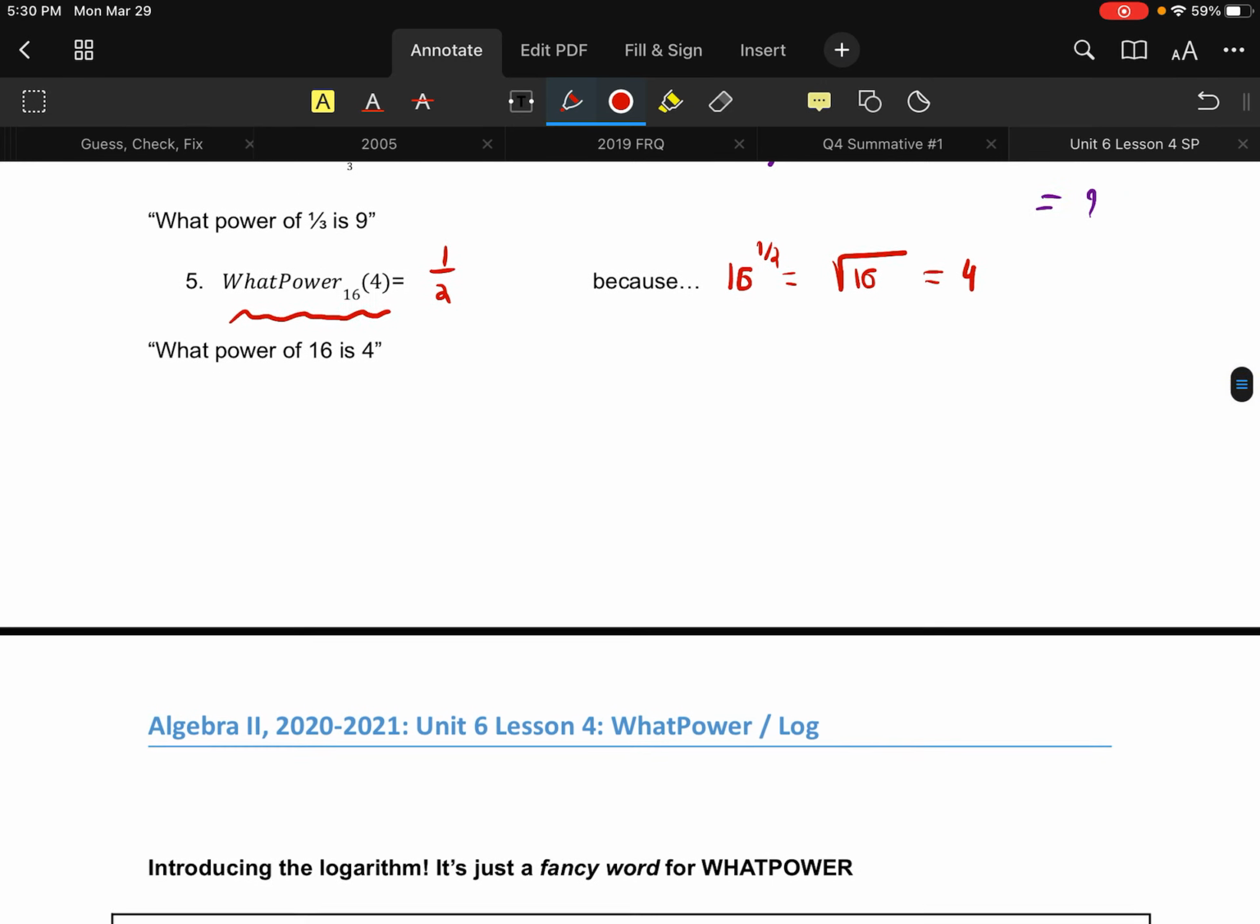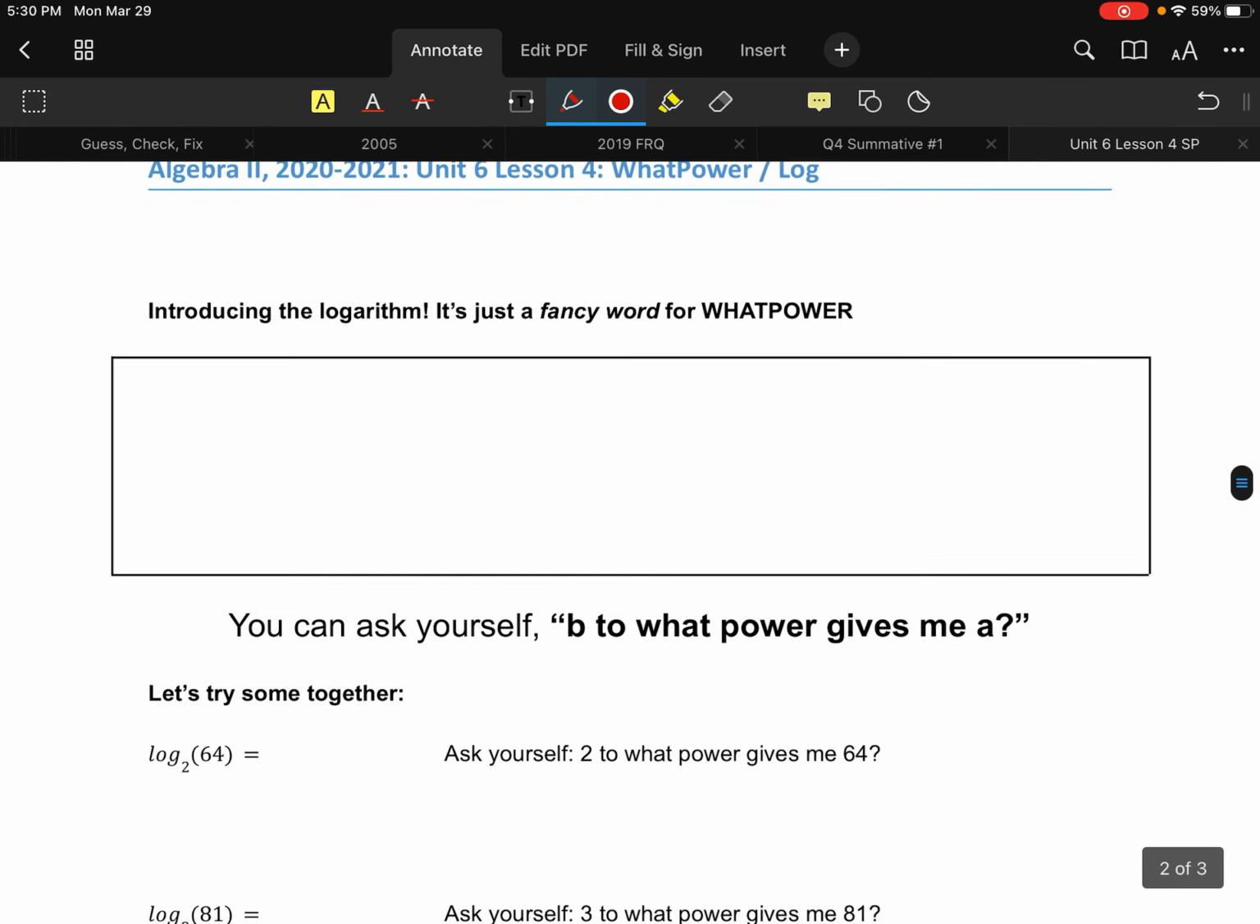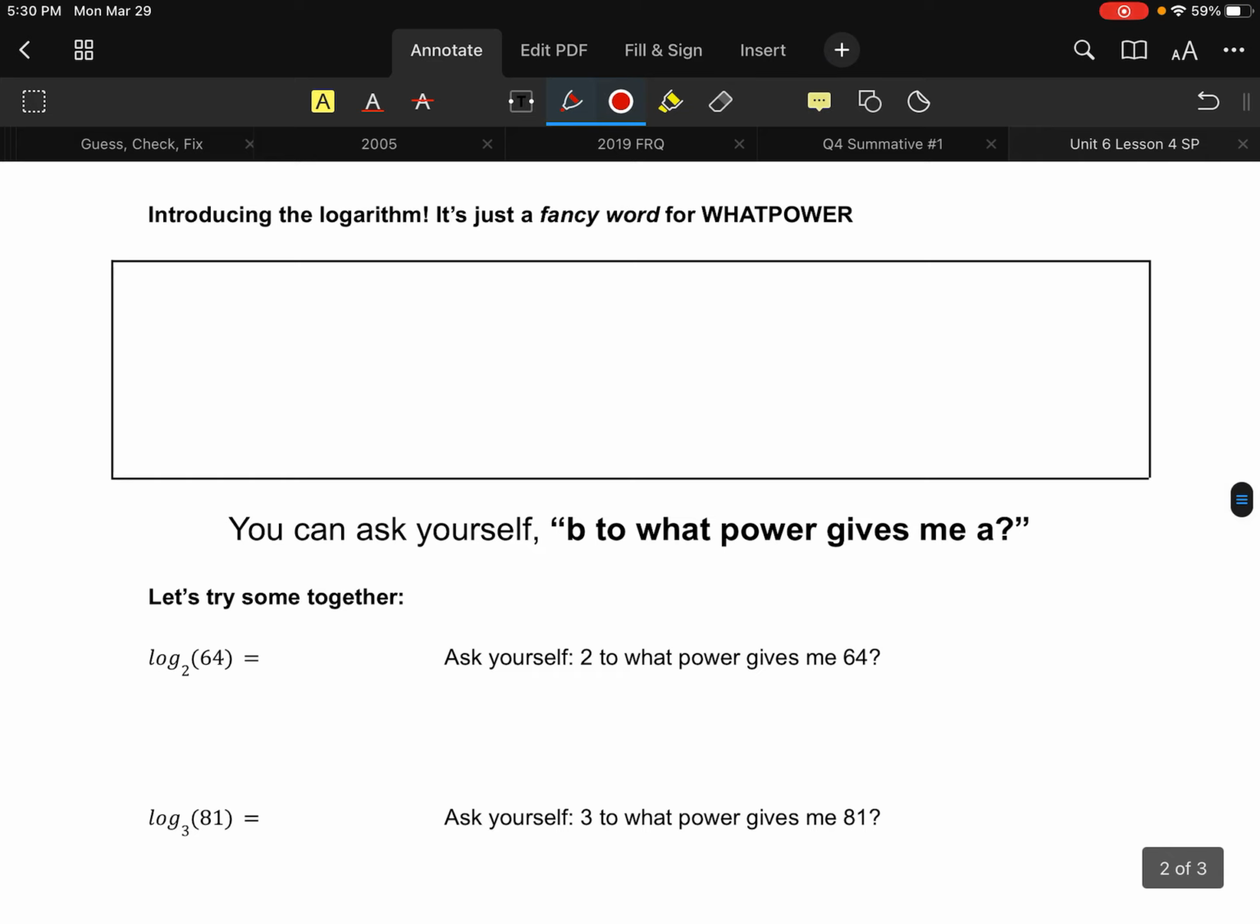And so we don't call this the "what power" function. We have a name for it: the log in base b of a. And this is basically asking the question, what power? And you just got to remember which one is the base and which one is the exponent.